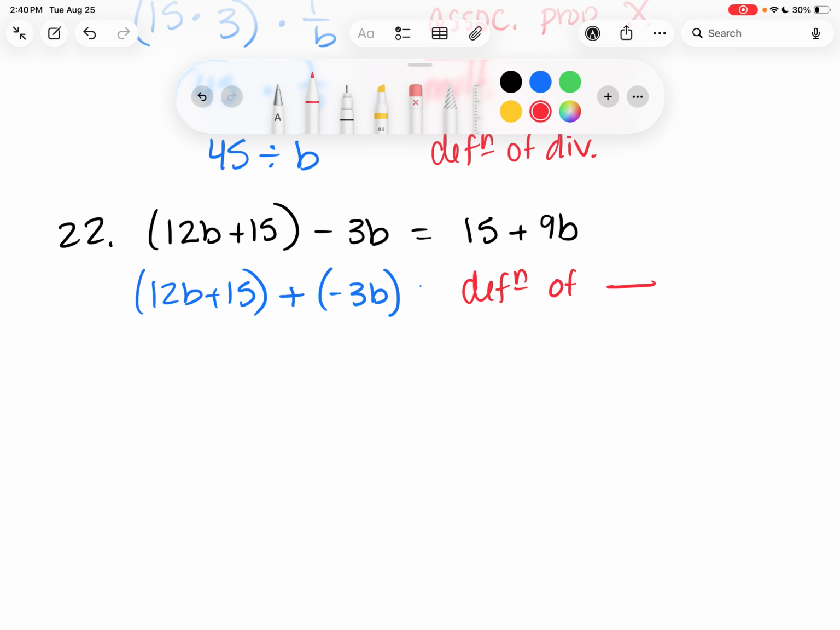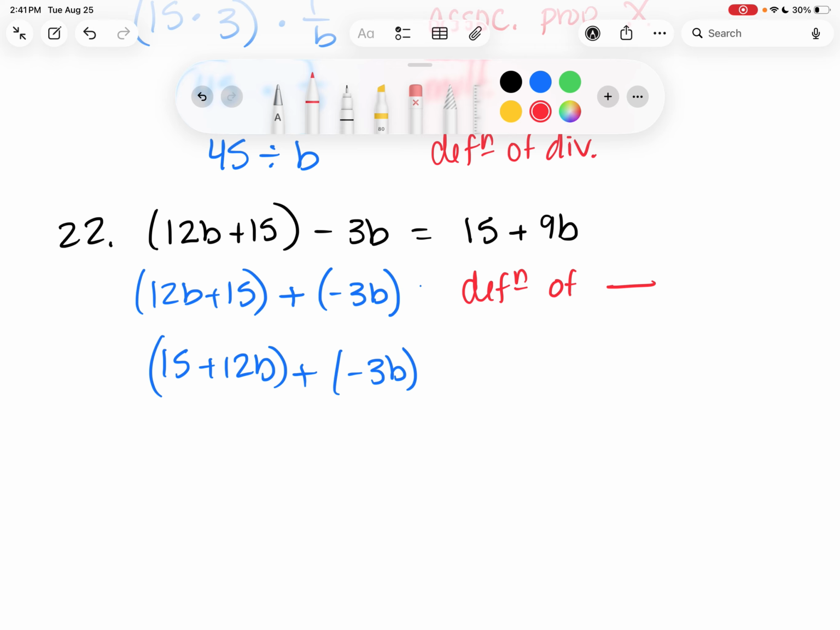Well, a lot of times people are like, oh, I'll just go ahead and regroup this as 12b and negative 3b and call it a day. Well, we can't do that yet. I have to swap the terms inside of here first. So this is going to become 15 plus 12b plus negative 3b.